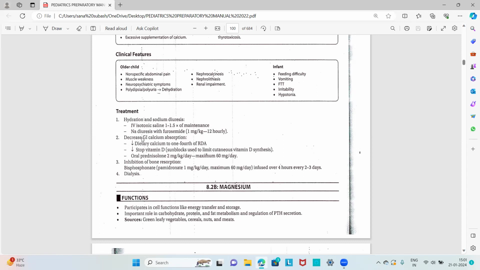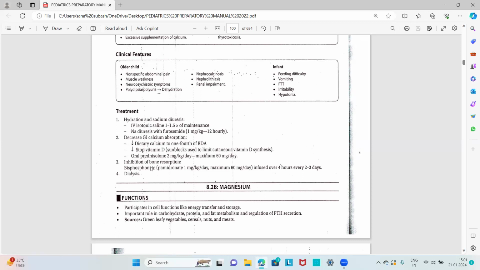Then we have to decrease GI calcium absorption by decreasing dietary calcium to 1/4 of the recommended daily allowance. Also we decrease the stock of vitamin D, that is sunblocks are used to limit cutaneous vitamin D synthesis, and oral prednisolone 2 milligram per kilogram per day, a maximum of 60 milligram per day, is required for decreasing GI calcium absorption. Thereby we decrease the blood calcium level.